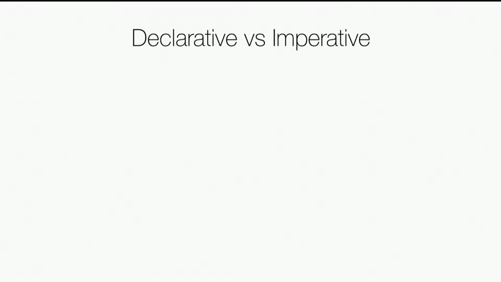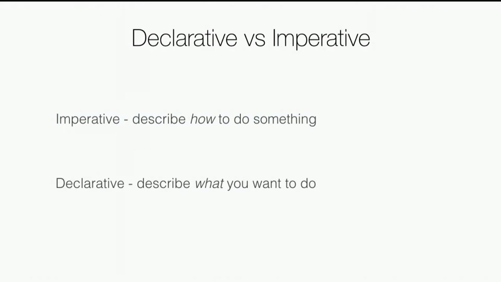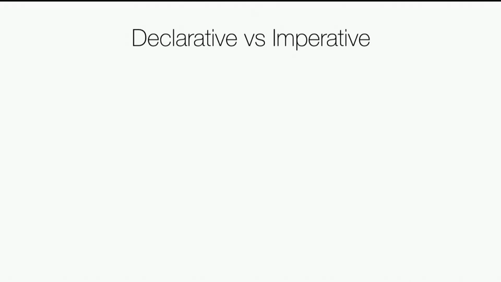So imperative is like describing how to do something. Declarative is more about describing what you want to do. And that will probably make more sense with some examples. So for instance, example number 1, arriving at a restaurant.